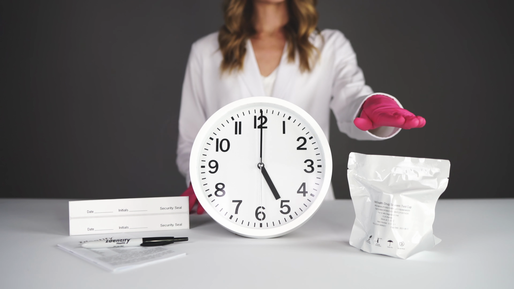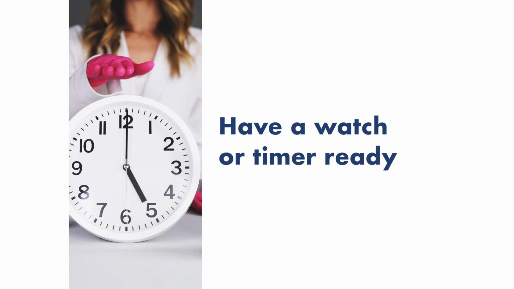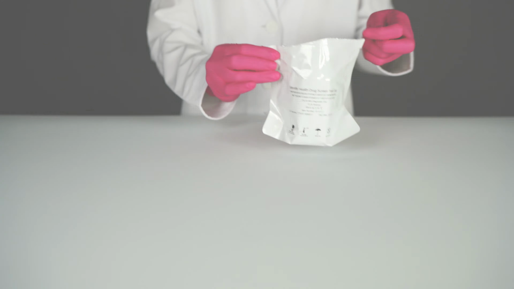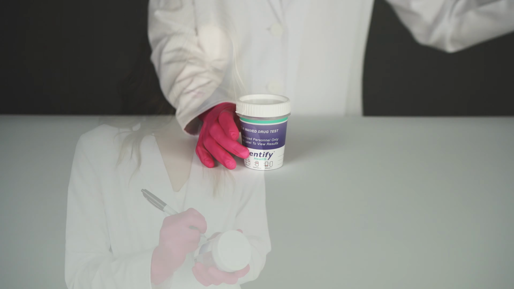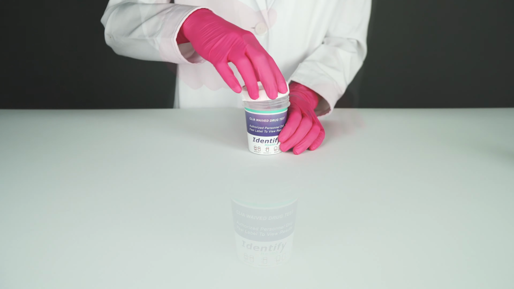In addition to the drug test device, you'll need access to a timer and a writing utensil. Begin in a well-lit place. Have a watch or timer ready. Allow the cup, the urine specimen if refrigerated, and/or controls to reach room temperature prior to testing. Remove the cup from the sealed pouch. Write the donor name or ID in the space provided. Collect specimen in the cup and secure the cap tightly.